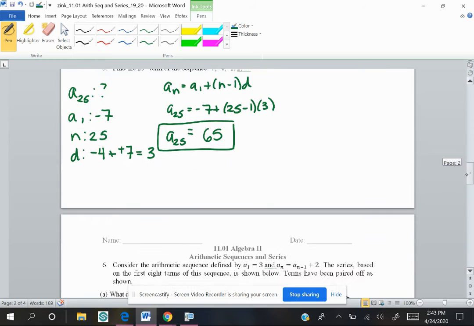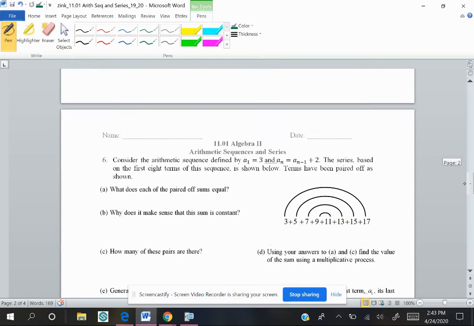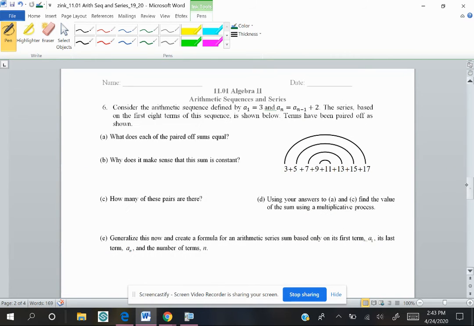All right, so that's how to find a term. Now let's talk about this formula that I gave you on the first page to find the sum. This is just trying to get you to understand where that formula comes from, in hopes that it might help you to remember the formula and memorize it a little bit easier.